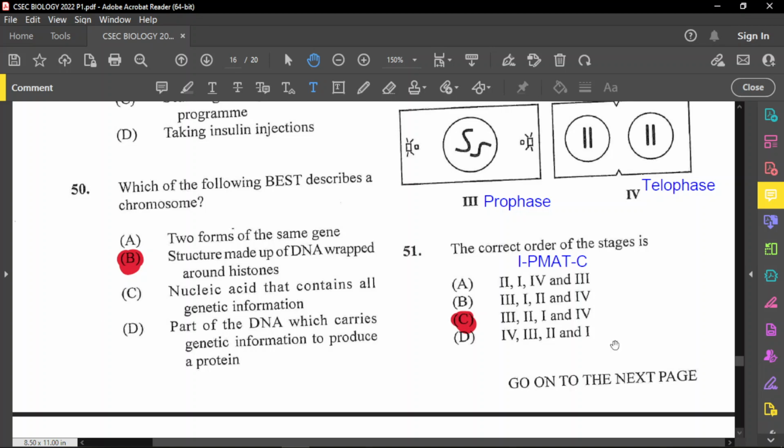Talk about 50 real quick. Which of the following best describes a chromosome? A chromosome is a structure made up of DNA. So chromosomes are made up of what? DNA, and DNA will wrap around what they call histone proteins. And just a point to make as well is that the DNA is made up of genes.